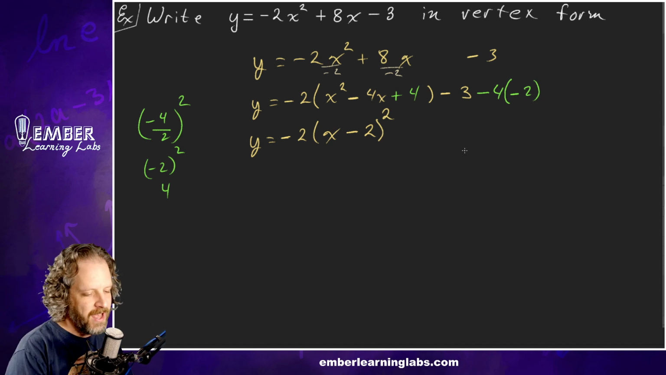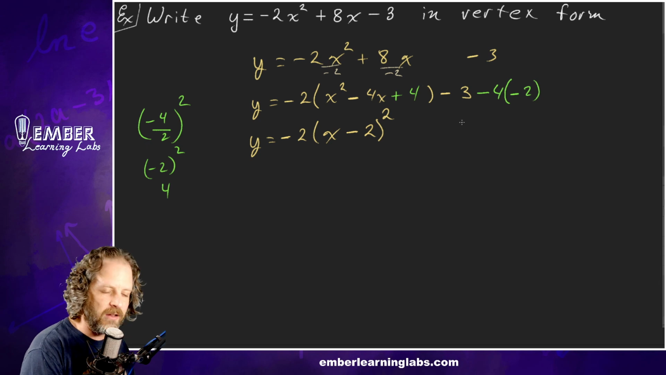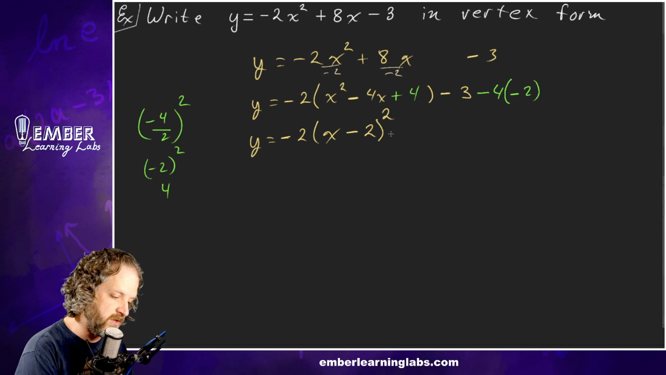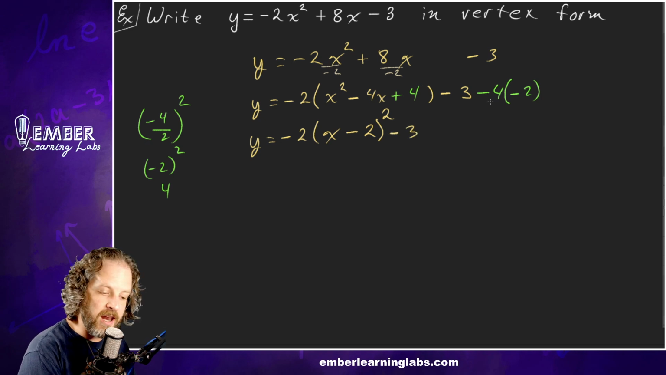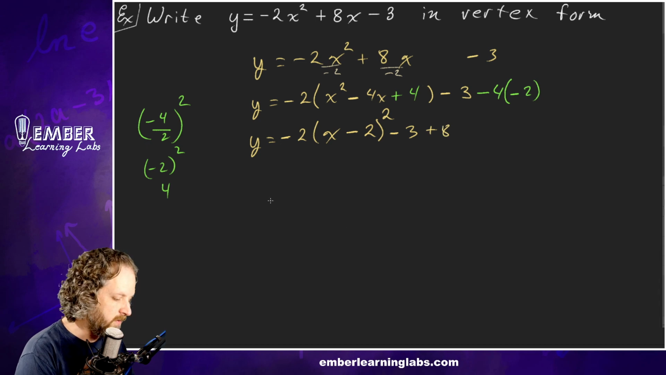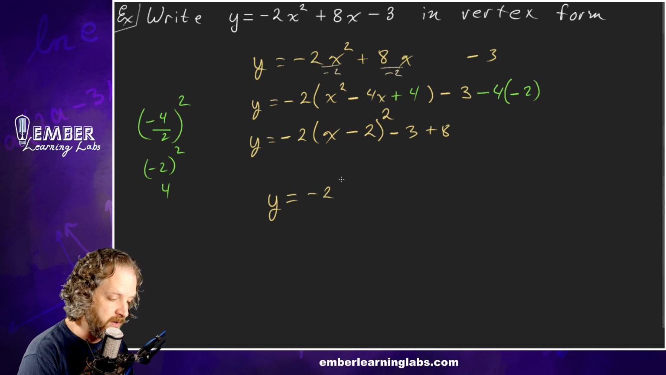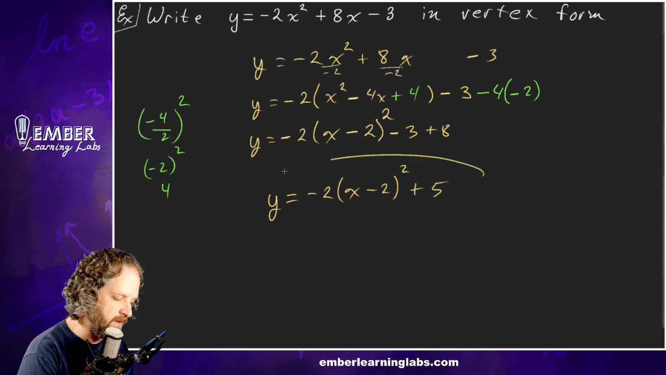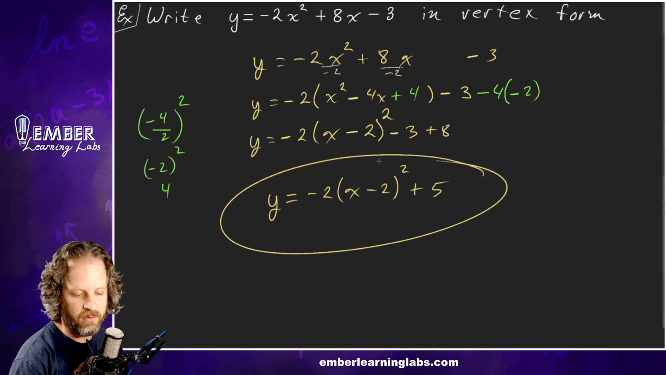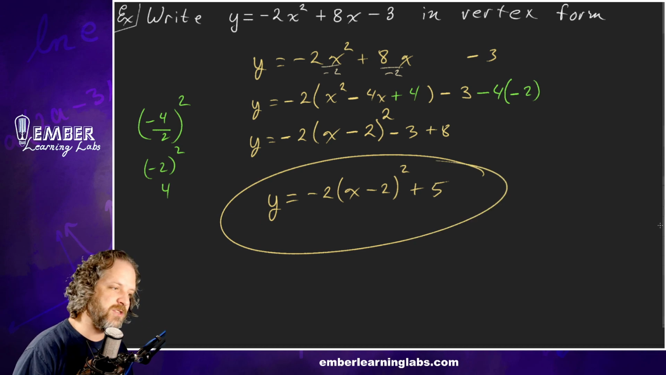Let's skip steps. This is a little bit ugly looking, so I just want to make sure we're good. We're going to do the multiplication first. So negative 4 times negative 2 is positive 8. So then our final answer is y equals negative 2 times (x minus 2) squared. Negative 3 plus 8 is plus 5. Vertex form.